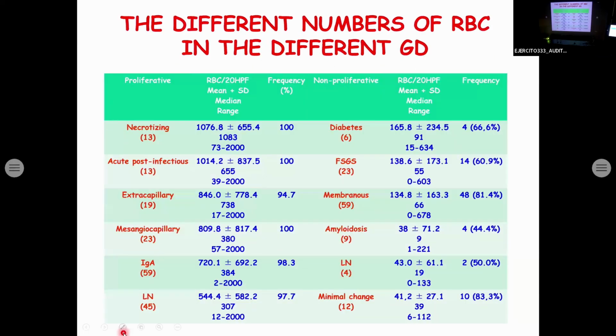Here you see, for instance, that the number of red blood cells is very high in necrotizing glomerulonephritis, while it is much lower in patients with proliferative lupus nephritis class 3 and class 4. And again, the highest number for the diabetic nephropathy in non-proliferative glomerular diseases, and lowest, as expected, in minimal change disease. So there is a variation of numbers which depends on the type of the disease and on the histological activity and chronicity scores.